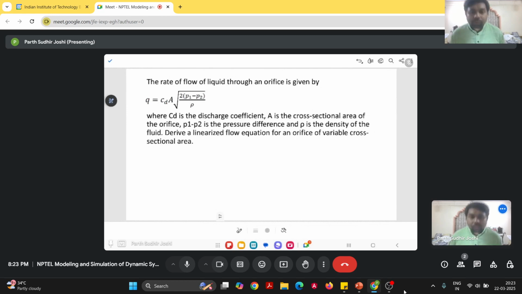Now the next question to which we come to is basically the rate of flow of liquid through an orifice. So the general equation for the rate of flow of liquid through an orifice is given by CD into A into square root of 2 into P1 minus P2 by rho. Where CD is the discharge coefficient, A is the cross-sectional area of the orifice, and P1 minus P2 is the pressure difference, and rho is the density of the fluid. So what our task is to derive a linearized flow equation for an orifice of variable cross-sectional area.